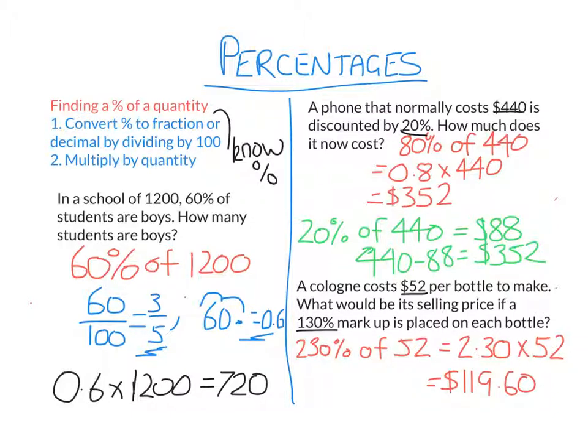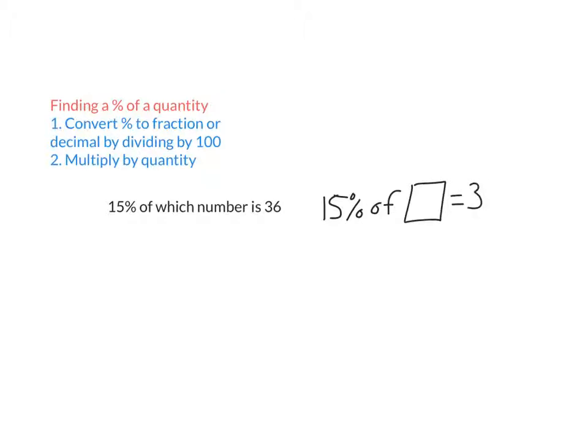So now we're going to look at what happens when you don't know the original amount and a percentage is applied. Let's look at this question. 15% of which number is 36? What makes this different is it's not saying find 15% of 36. It's saying what number, when you take 15% of it, gives 36. So we're saying 15% of what number gives you 36.